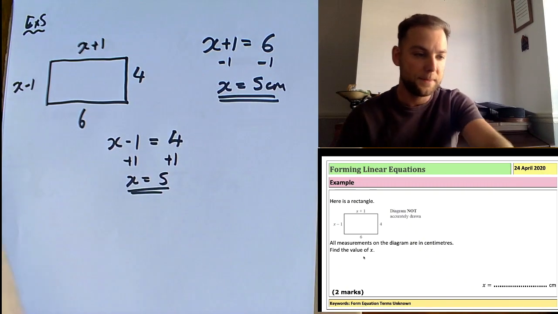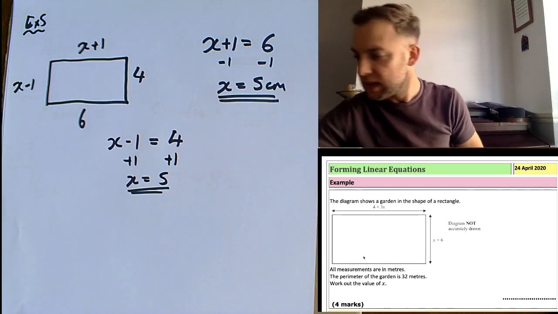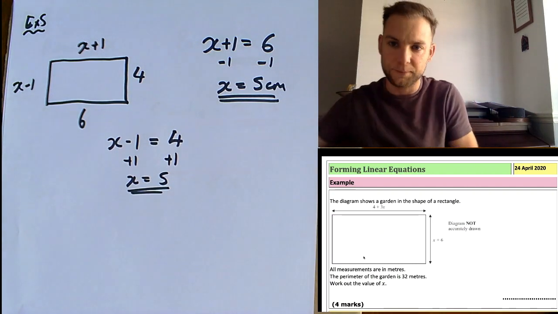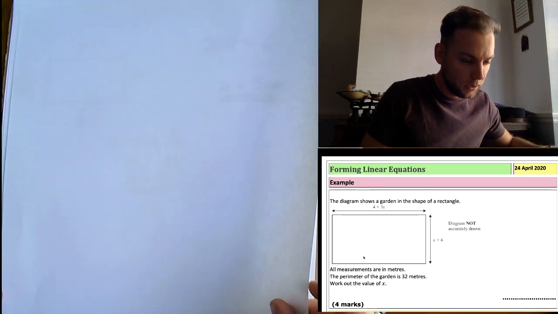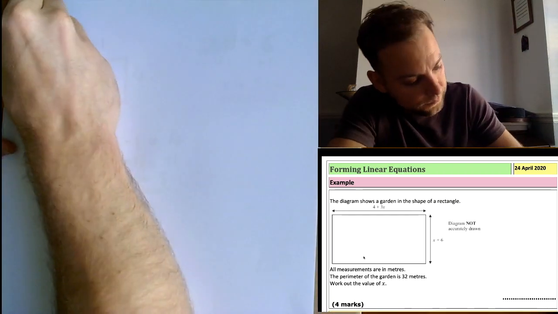Okay. These ones are all quite straightforward. Let's take it to the next level now. So these are the ones that people don't tend to like. Okay. So this one here is example 6.